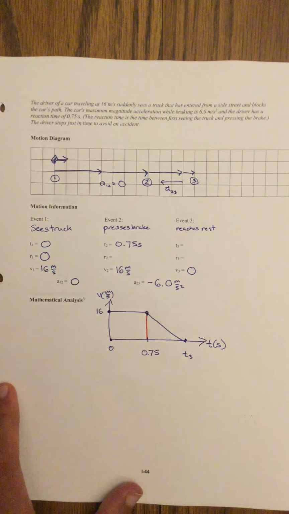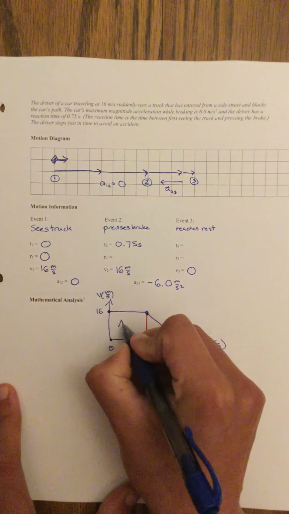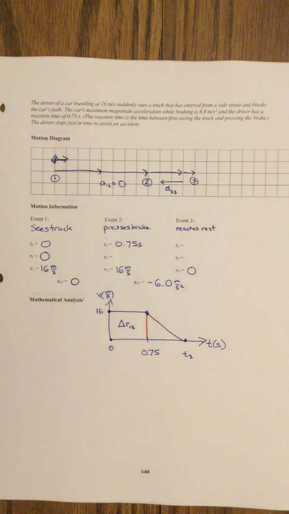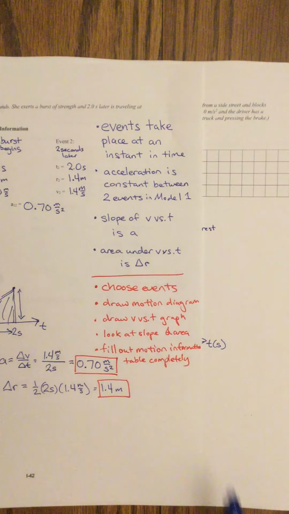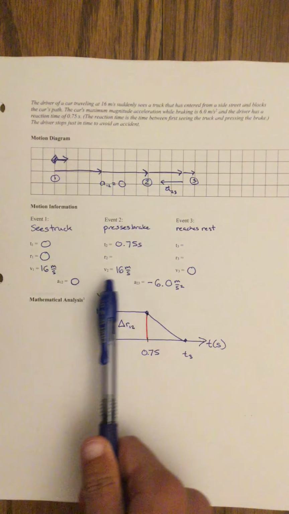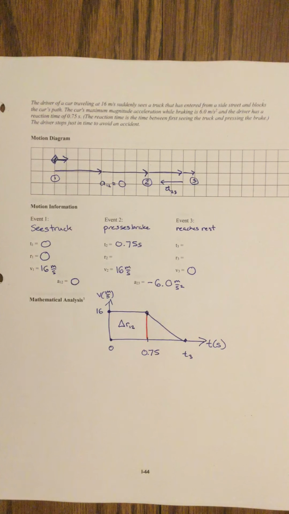Okay, now I'm going to break it up into 2 different regions. When I go from event 1 to event 2, I'm going to look at the slope and the area. The area is the change in position between event 1 and event 2. This is actually going to be pretty easy because it's a rectangle. I'm supposed to look at the slope and the area between each pair of events, but in this case, looking at the slope isn't going to give me anything to put in my table because I already said that the acceleration was 0, which means velocity 2 is 16 meters per second.